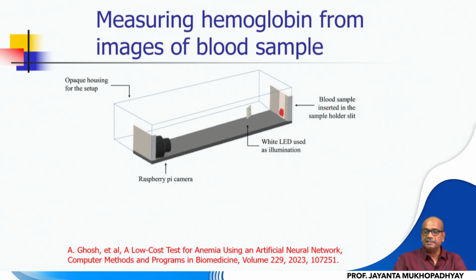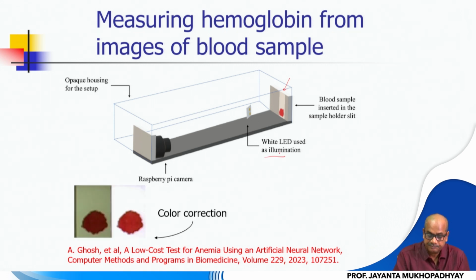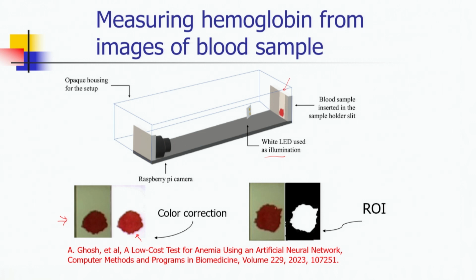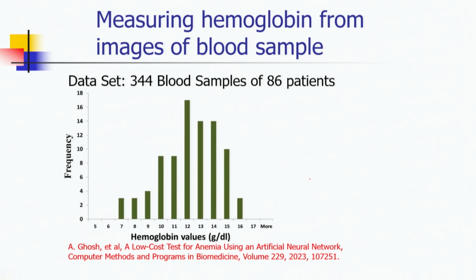This is an imaging system. In our case, it is an embedded system. We have used a Raspberry Pi camera, and you can see in the imaging system, this is the placement of the filter paper, and there are controlled illuminations by which this imaging is taking place. So, this is the processing for color correction. This is the input image and this is the output image, and from there you get the region of interest.